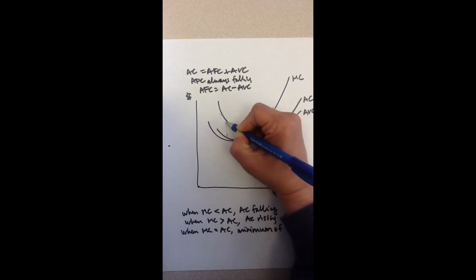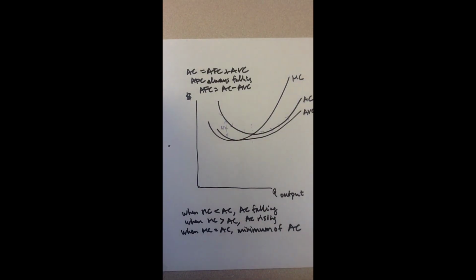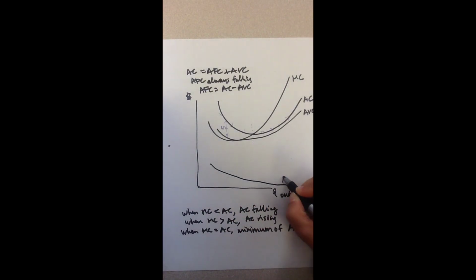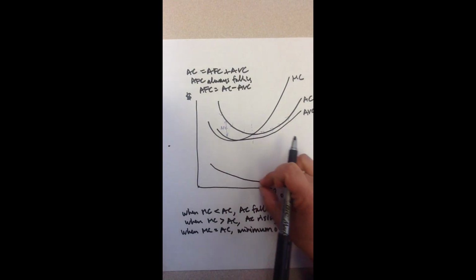And make a note of that there. And so that tends to be what the curves look like. If we drew average fixed cost by itself, it would look like this. It's that gap between average cost and average variable cost, and it is declining.